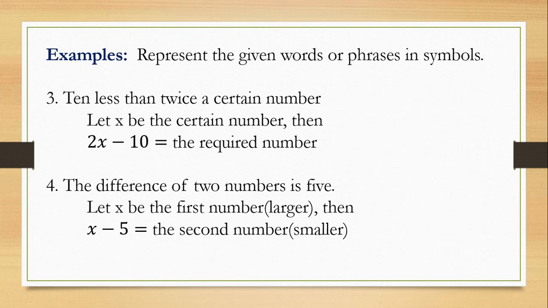O, di ba? The difference of two numbers is 5. So let x be the first number, the larger, then x minus 5 is the second number, the smaller, kasi nga the difference of two numbers is 5. So let x be the first number, and then x minus 5 will be the second number.